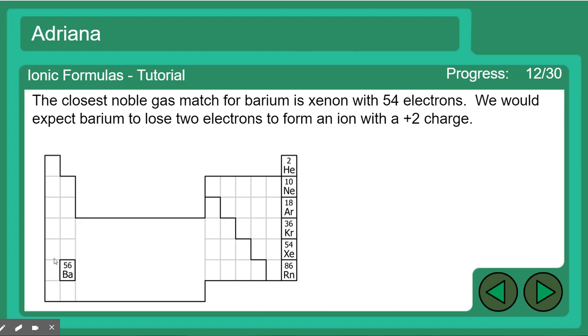If it loses 2 negative charges to become like xenon, it will be left with an imbalance of 2 extra protons, right? Because it's lost 2 electrons. So those extra 2 protons that are not balanced out by electrons anymore are going to cause the atom, which has now become an ion, to have a +2 charge.